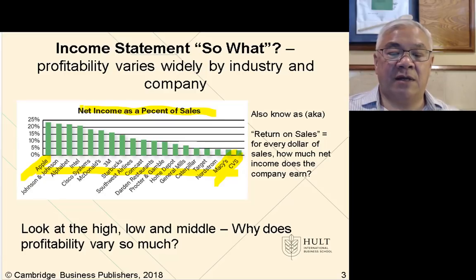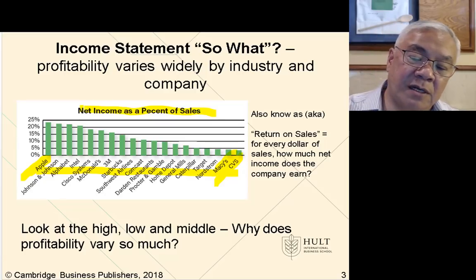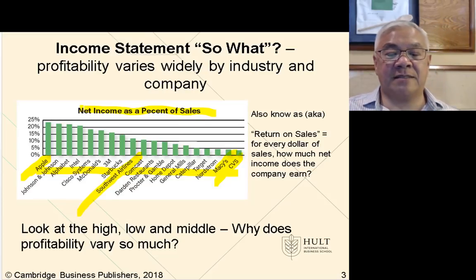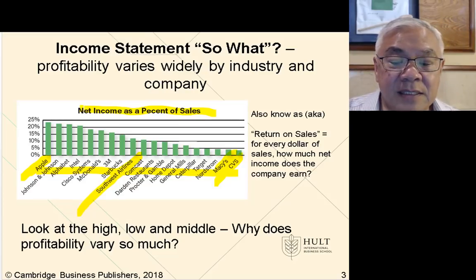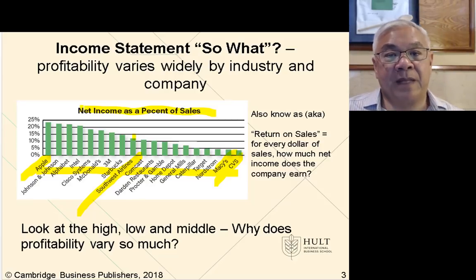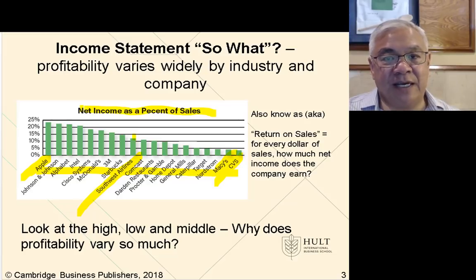Now, if we looked at one industry, let's just pick one in the middle, for example, Southwest Airlines. It looks like they're making about 12%, let's say. Instead of just looking at Southwest compared to Apple and CVS, you can say, okay, let's look at only airlines. We'll look at Southwest, United, JetBlue, etc. And we compare the profitability by the same measure, net income as a percent of sales. Now, how do we look?